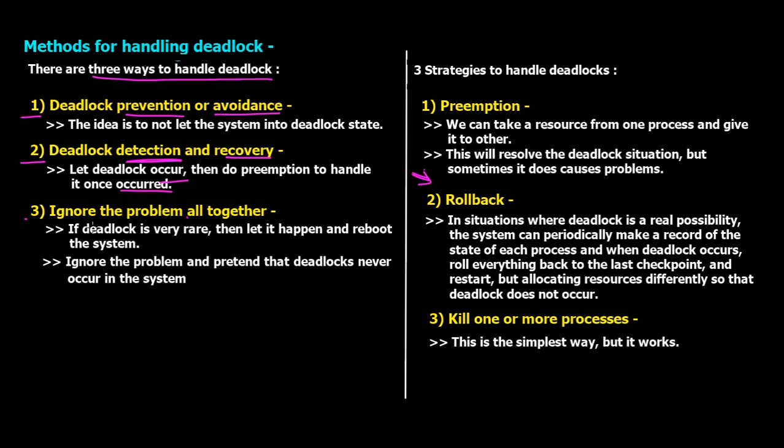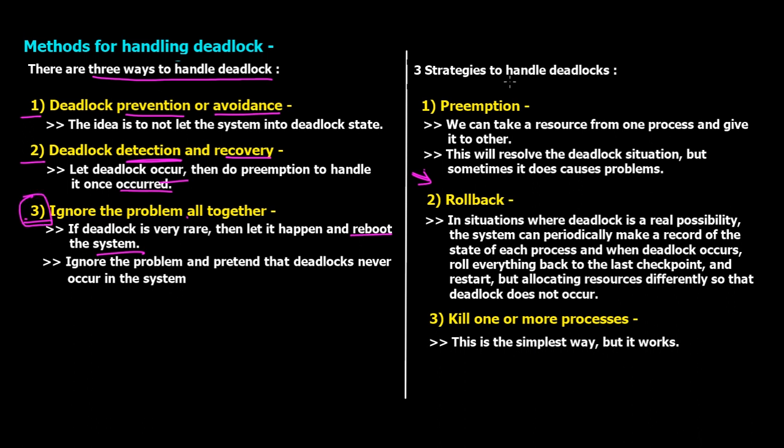And the last method is to ignore the problem altogether. And yeah, this is a pretty careless way to put it, but then if the deadlock is very rare and the operations are not critical, then just let the deadlock happen and reboot the system. So this is not usually the scenario in real world cases. You need to have a system in place which prevents or avoids deadlocks, or at least detects and recovers from deadlocks. Okay, so in this third step, we just ignore the problem and pretend that deadlocks never occurred in the system and just reboot the system. So this is very easy, but then in real world scenarios, when the tasks and processes are critical, you do not do step number 3.